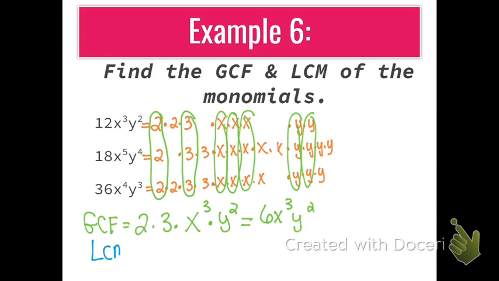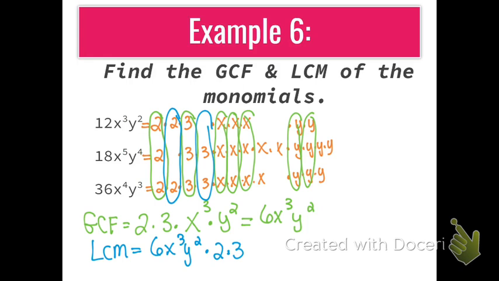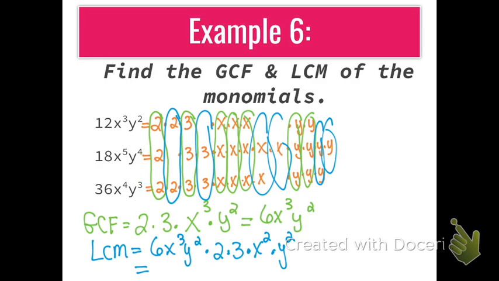And then our LCM, remember that's your GCF, times any columns that are left over. There's a column for 2's, there's a column for 3's, there's 2 columns for x's, and there's 2 columns for y's, and then we will multiply all that out, and that gives us 36 x to the 5th, y to the 4th for our LCM.